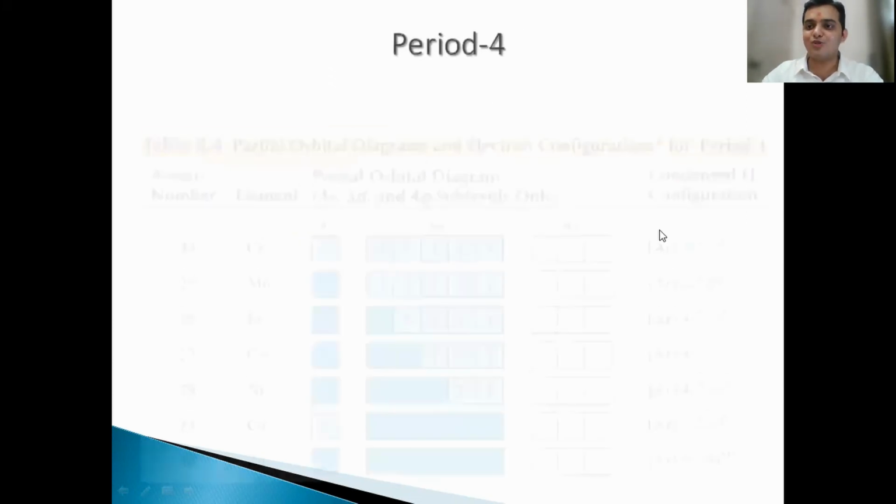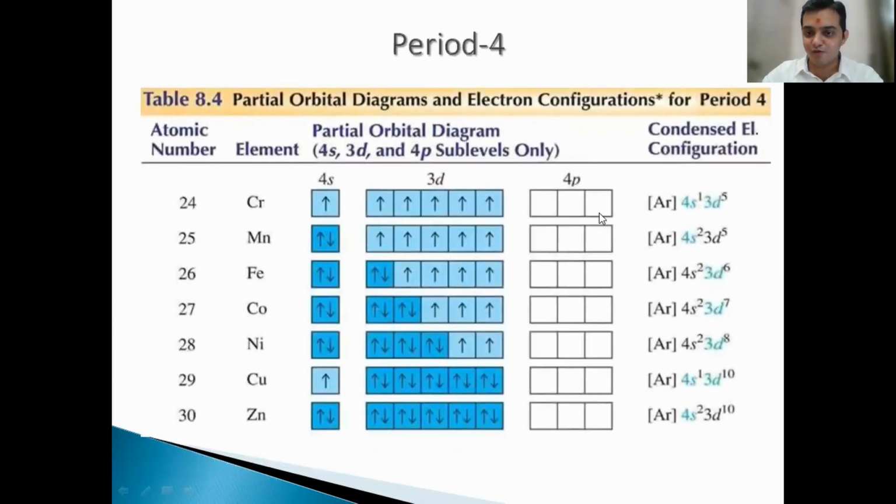So that is what I am showing you in this. Can you see chromium 4s1 3d5? Can you see copper 4s1 3d10, 29? And in between, I told you it is very simple. Manganese is 25, so argon is 18, 4s2 is 19, 20, and 20 to 25 is 5, so 3d5. Iron is 26, argon is 18, after 18 4s2 is 19, 20, and 20 to 26 is how much? 3d6. Again 27, I told you argon 18, 19, 20 is 4s2, 20 to 27 is 7, 3d7.